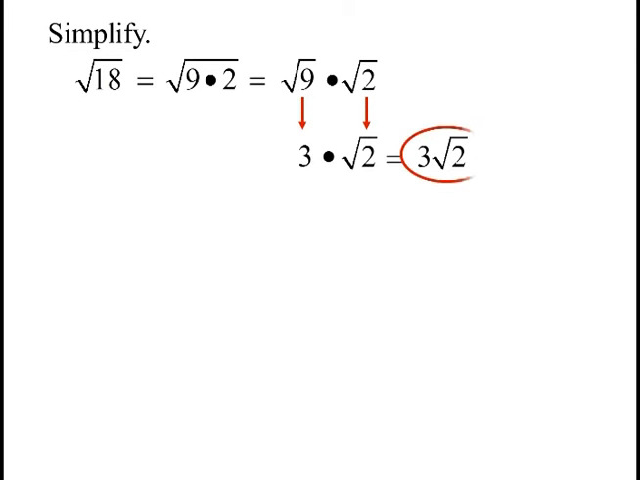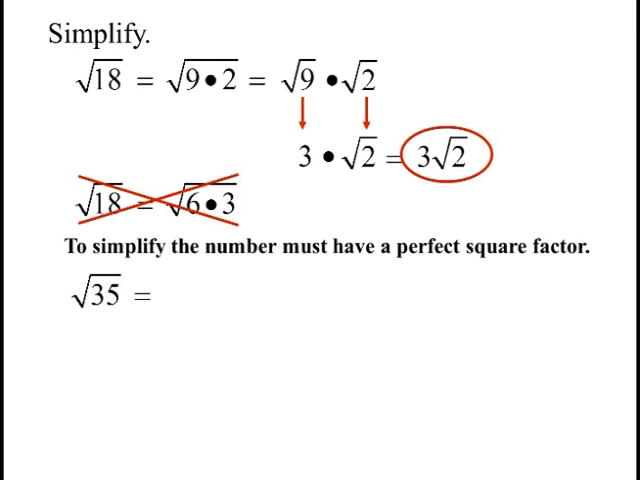Can root 18 be simplified? Yes, you can break it up into root 9 times root 2. Root 9 would be 3, and root 2 doesn't simplify, but it all simplifies to 3 root 2. Now, although you could break up root 18 into root 6 times root 3, you wouldn't want to do that because neither one of those are perfect squares, and that's not going to help you to simplify the root. So basically, it's important to have a perfect square factor.